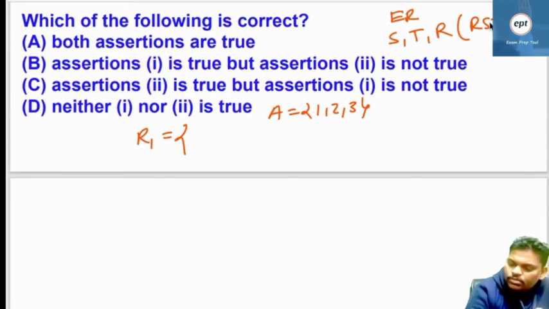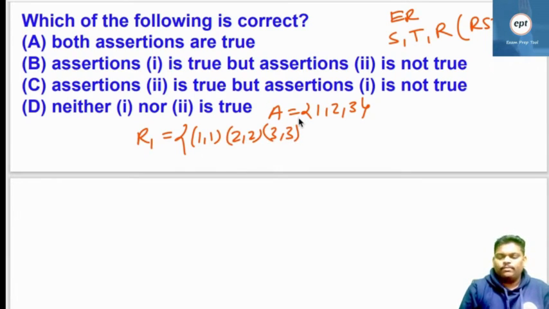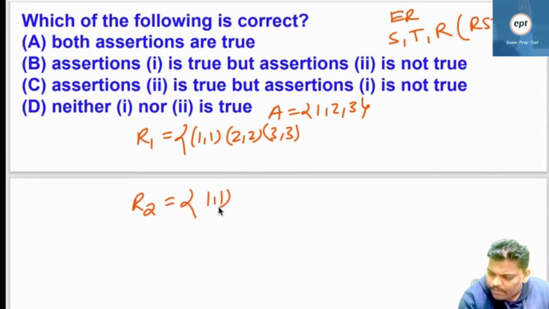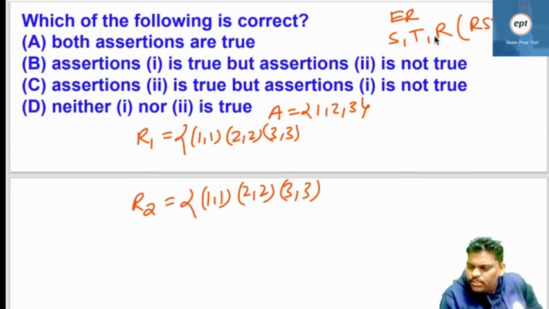Now see this. A is equal to 1, 2, 3. Relation R1 is equal to, first of all, it should be an equivalence relation. Let's see. When you say equivalence relation, first of all, it should be reflexive. 1, 1, 2, 2, 3, 3 should be there. I think these are the common elements. Okay, fine. Now listen. Careful, everyone. Reflexive, transitive, and one more thing is symmetric.